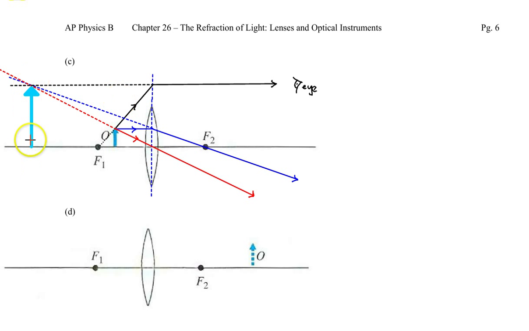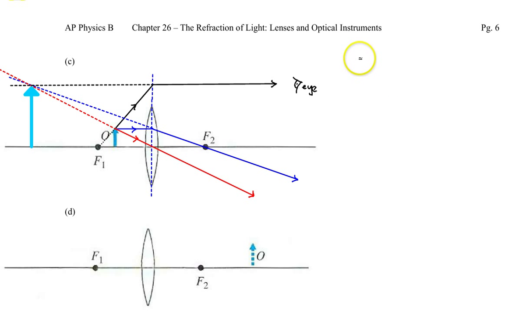However, if you put a screen here, you're not going to get a real image because these are made from dashed lines, and so your eye just thinks that the object that you're looking at is here. Essentially, part C is an example of a magnifying glass. So now let's go through the mathematics to determine what these distances are.